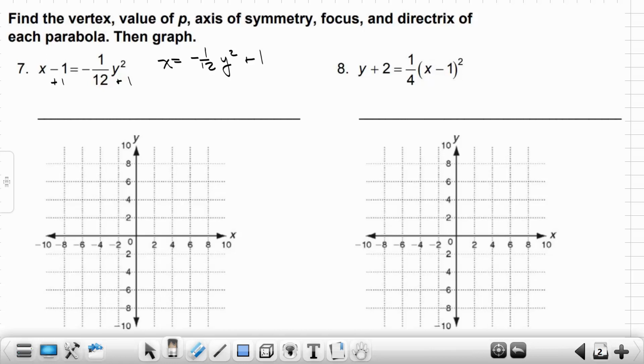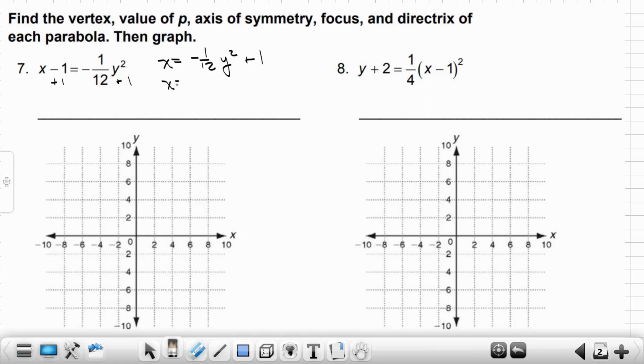Where is the vertex? Gabriel? 0, 1. Not 0, 1. 1, 0. Because that's their reverse. That's my H. My H is 1. My K is whatever number is attached to the Y, but there is nothing there, so it's 0. If you wanted, we could have written it like this.